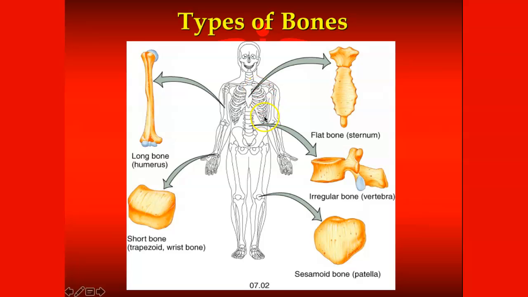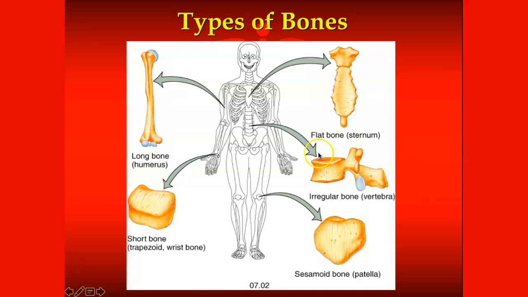And flat bones are generally points of attachment for muscles, or they protect internal organs, or they do both. So they're either going to help be a large surface area for attachment of muscles, or they'll protect internal organs, kind of like these flat bones up in our skull do.